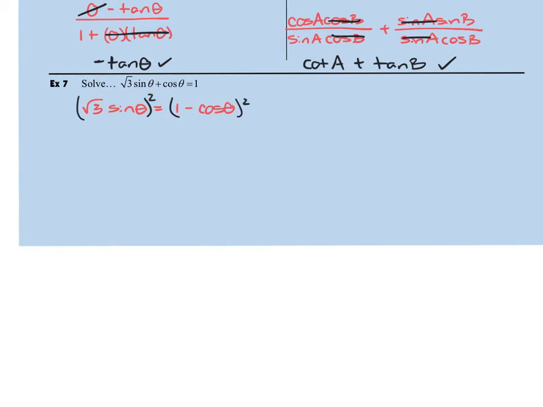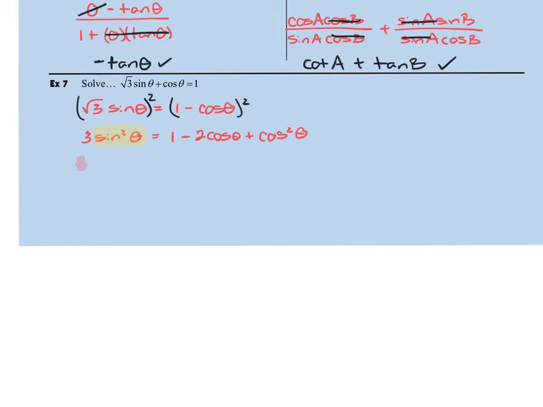Squaring both sides of the problem is going to introduce some extraneous solutions for us, so we need to be careful. On the left side, we're going to end up getting a 3 sine squared theta. On the right, I need to FOIL that, so I'm going to get a 1 minus 2 cosine theta plus my cosine squared theta. Now I can introduce a Pythagorean substitution, and my eyes are going to be drawn to the sine.